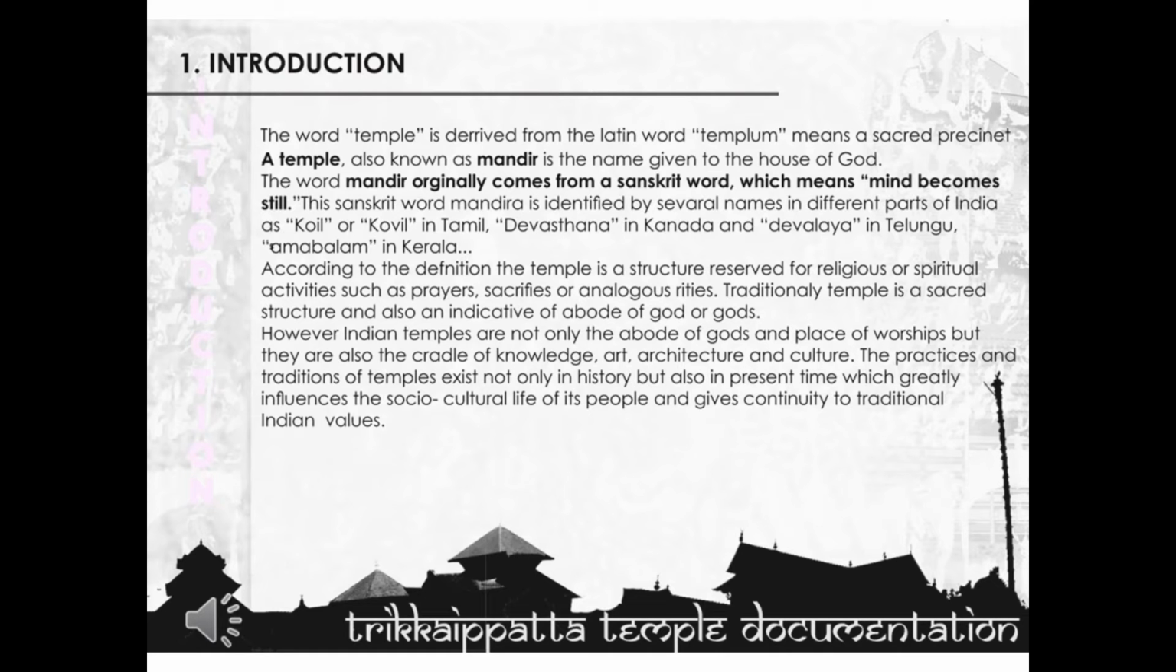What is a temple? The word temple is derived from the Latin word templum, meaning sacred person. It's also known as mandir, a Sanskrit word meaning mind becomes still. And the word temple is identified by several names in different parts of India like Kovil, Devasthana, Devalaya, Ambalam, etc. We all know that Indian temples are abode of gods and places of worship. However, they are also the cradle of knowledge, art, architecture, and culture. Also, they influence the socio-cultural life of people.